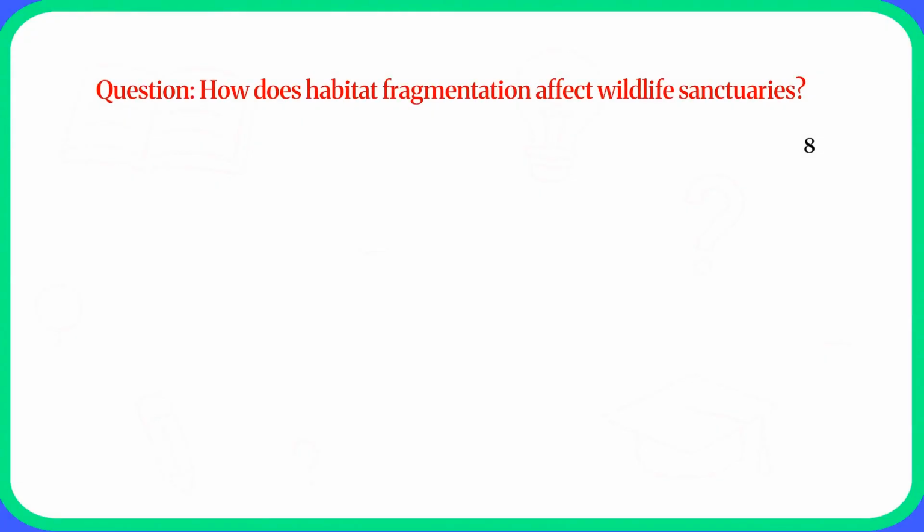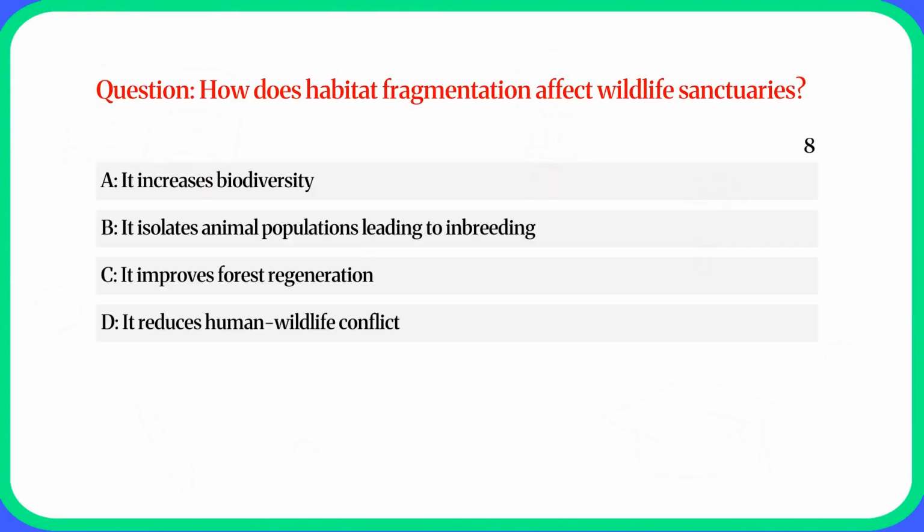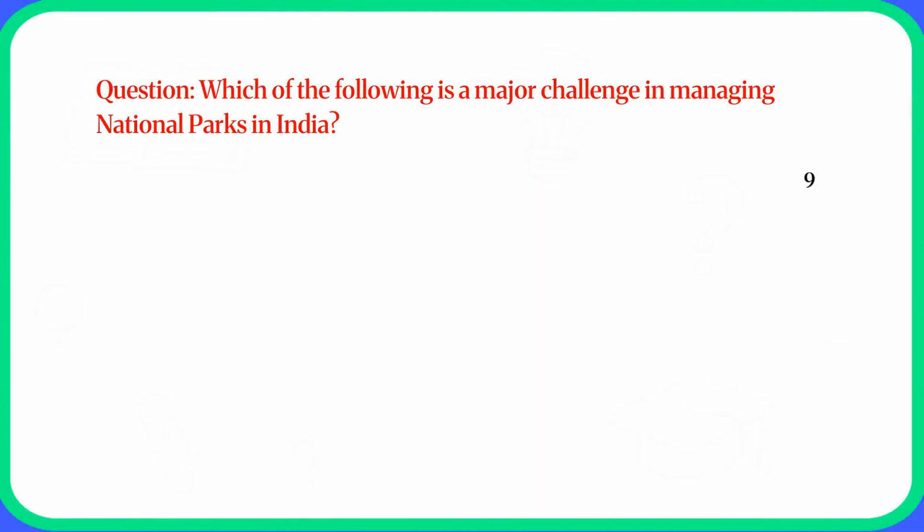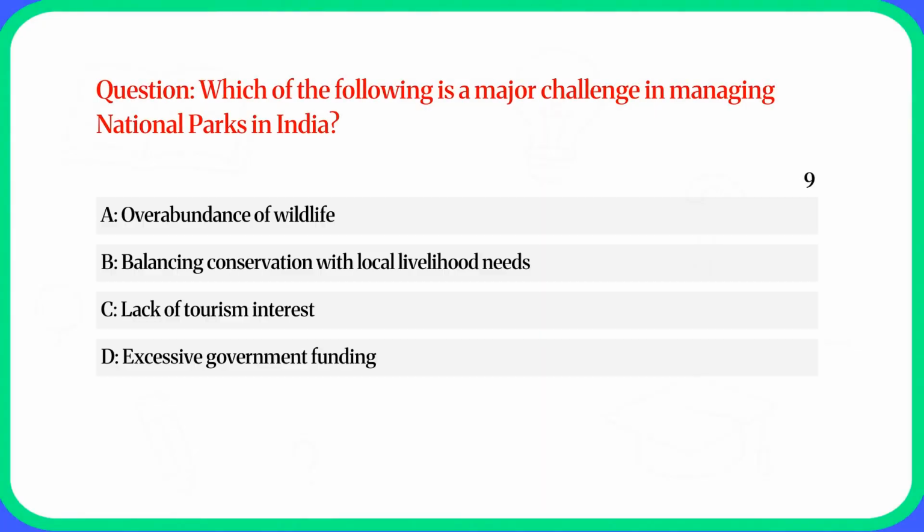Question: how does habitat fragmentation affect wildlife sanctuaries? Answer B. It isolates animal populations leading to inbreeding. Question: which of the following is a major challenge in managing national parks in India? Answer B. Balancing conservation with local livelihood needs.